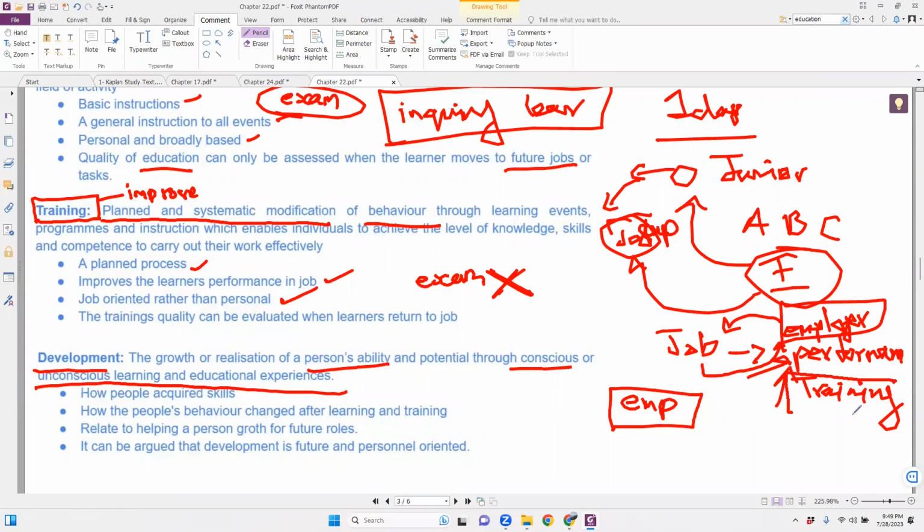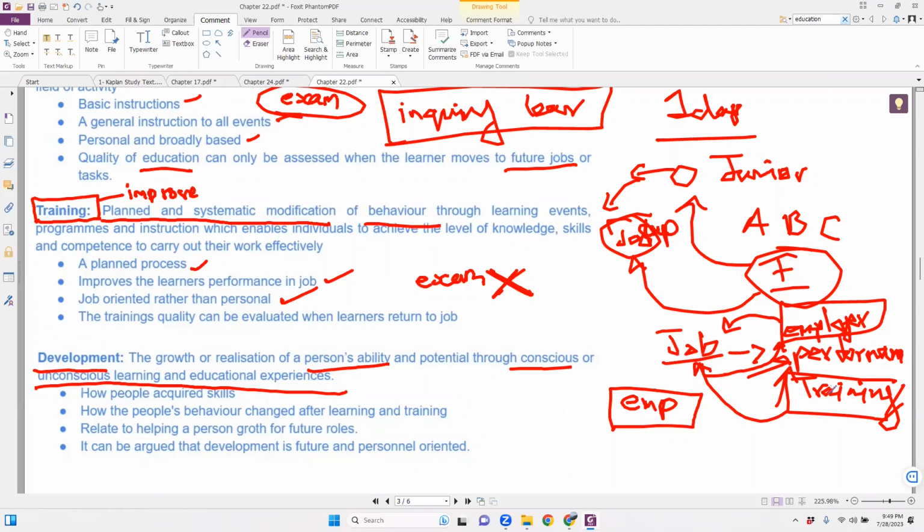So training is something that is linked with the job. And at the same time, just as in education, we used to say that whatever you learn will be tested when you go into practical life, right? It will be tested later on in a future job.